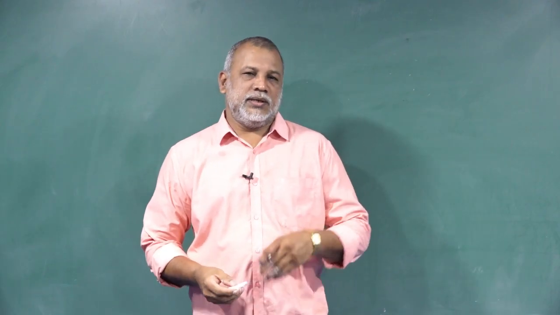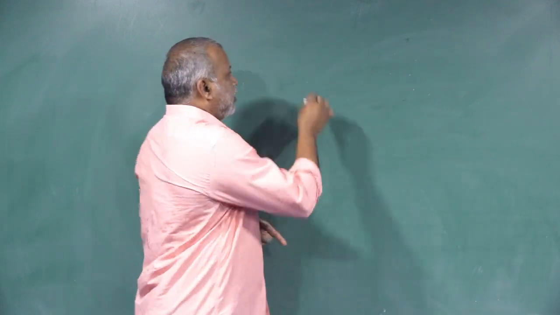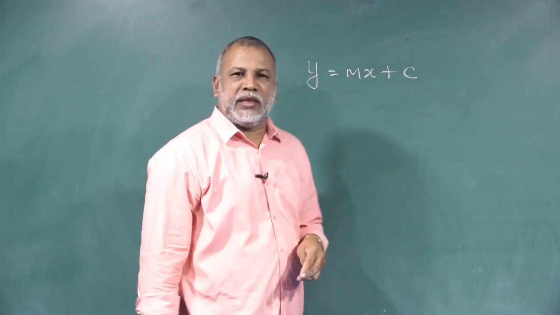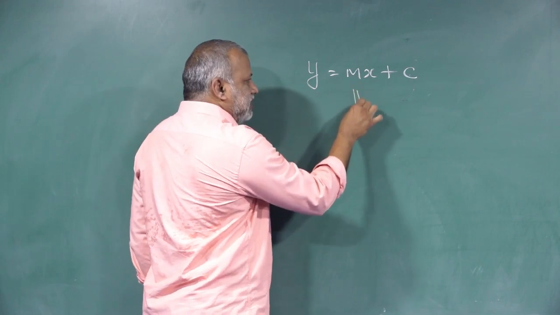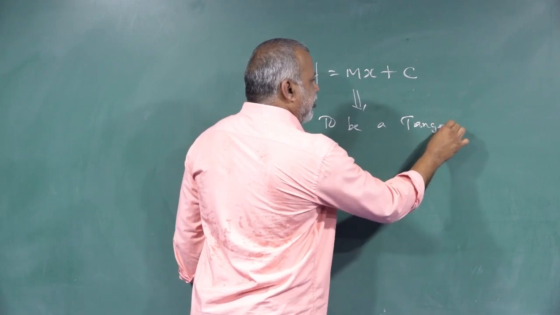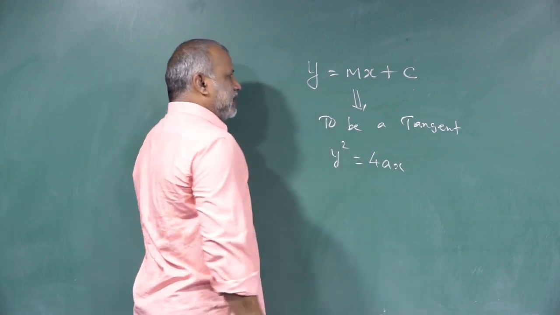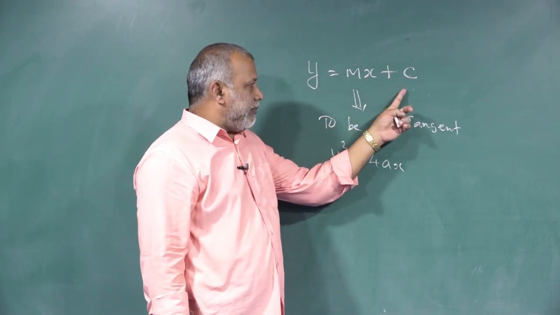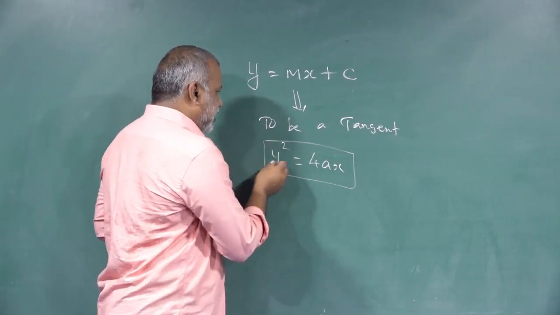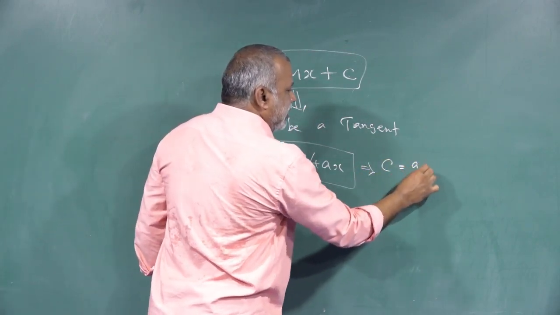Good morning, students. In the previous video, we discussed the condition for the line y equal to mx plus c to be a tangent to the parabola y squared equal to 4ax. We derived the condition for this. The required condition is c equal to a by m.